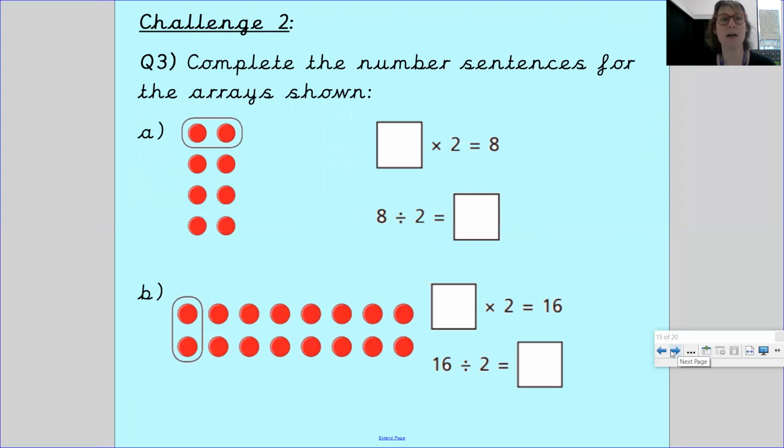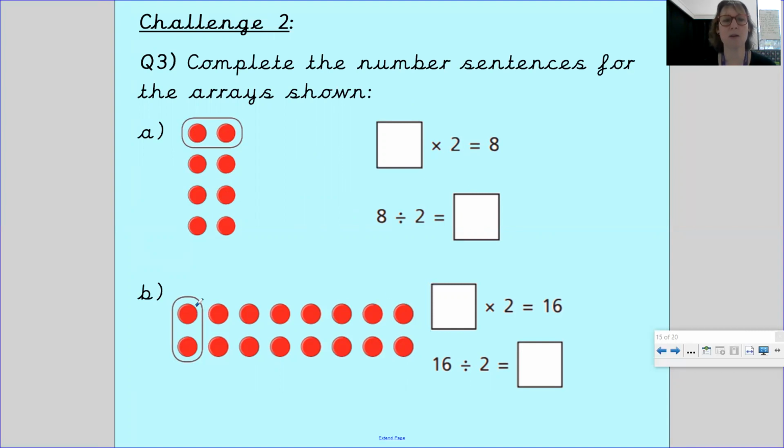Challenge 2, so slightly harder. There are some arrays here, and you can see in this one, you are counting in rows. So how many rows? There are 2 in each row. You've got 8 altogether. 2, 4, 6, 8. How many rows have you got? So that's quite a nice, easy one. And that's the same answer here. So 8 divided by 2 will give you the same answer.